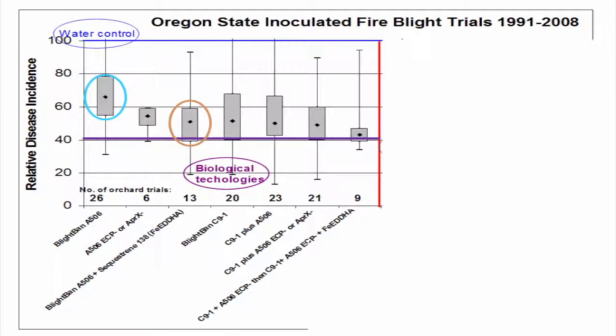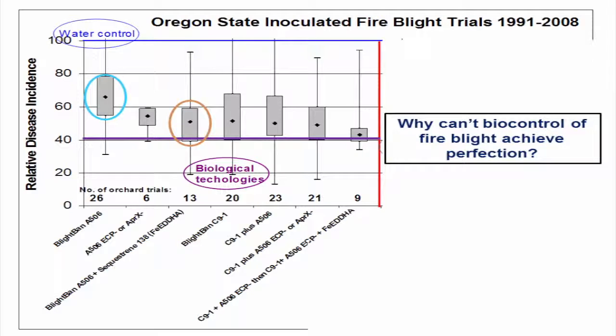So I circled here, this was BlightBan averaging about 30-35% control. And then this is where we add the iron in. That's just BlightBan with iron, and we improve control somewhat, right? But the question we got interested in was, why can't we get better, right? So I'm more interested now in this purple line here, and why couldn't we get down to where streptomycin is, right? And that became a big question for me in trying to understand biocontrol.